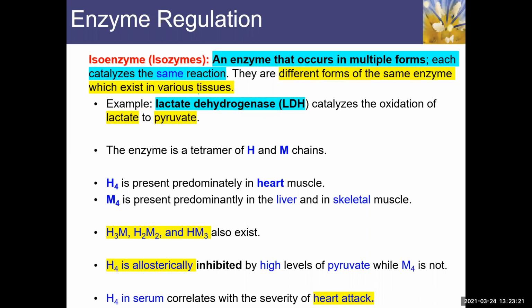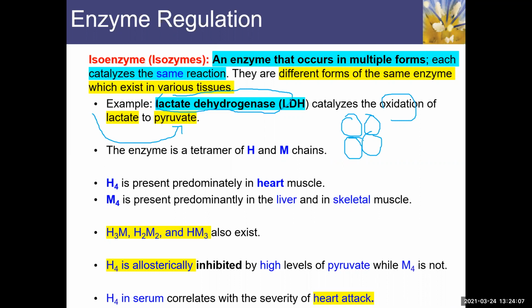For example, remember, it's the same enzyme, catalyzing the same reaction, but the same enzyme can occur in different forms in various tissues of our body. For example, they took an example of lactate dehydrogenase. They said that this enzyme catalyzes the oxidation of lactate into pyruvate. And they said this is a tetramer. Remember, it's an enzyme which has a quaternary structure. It has 1, 2, 3, 4 polypeptide chains.